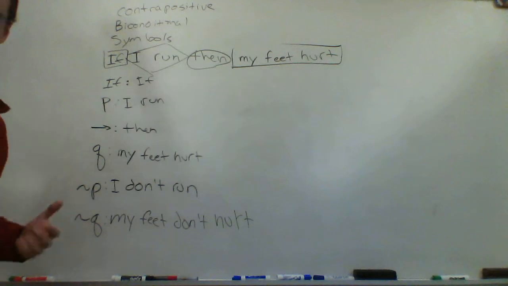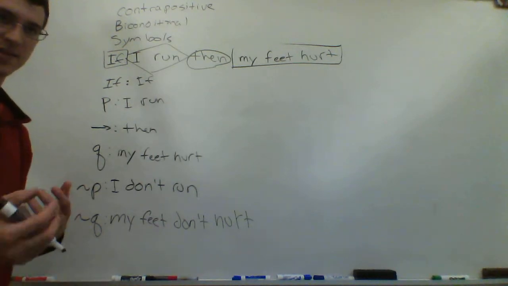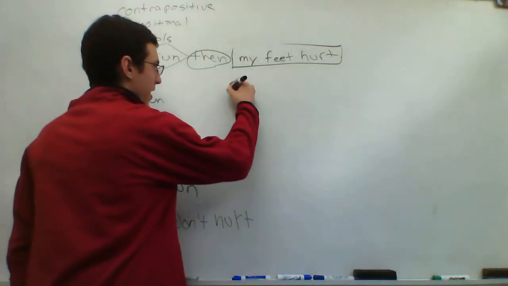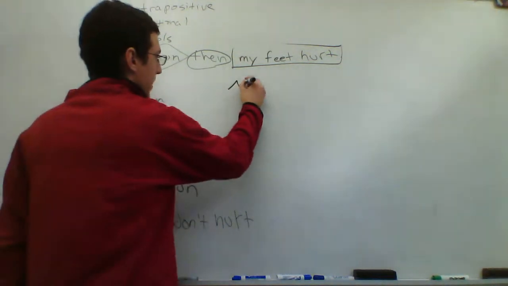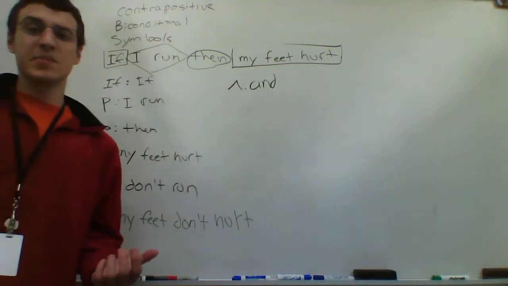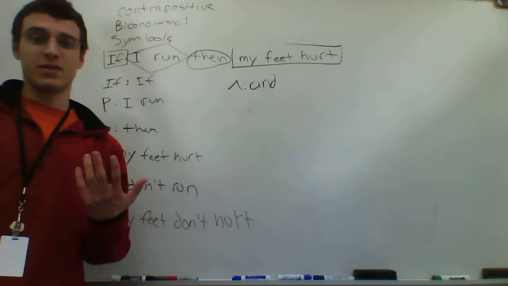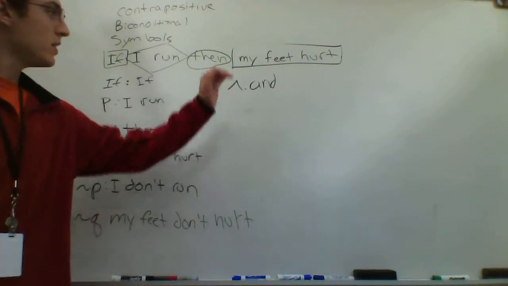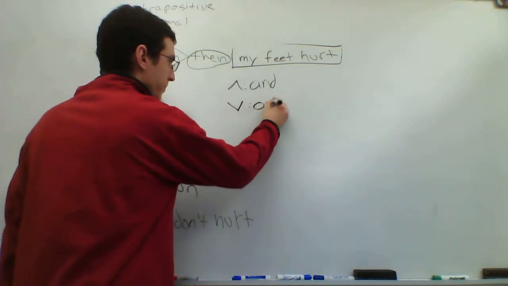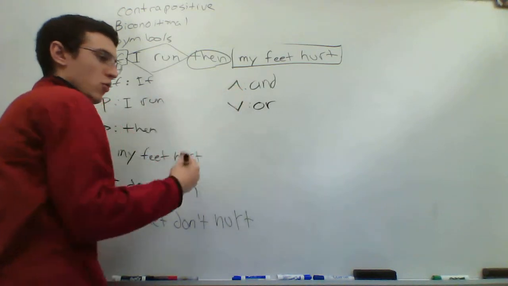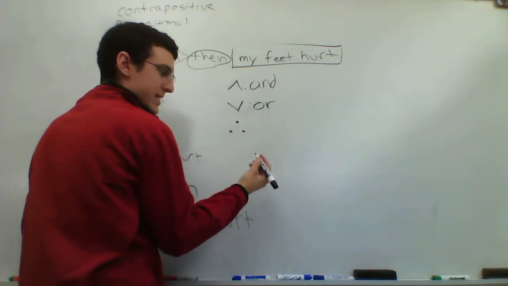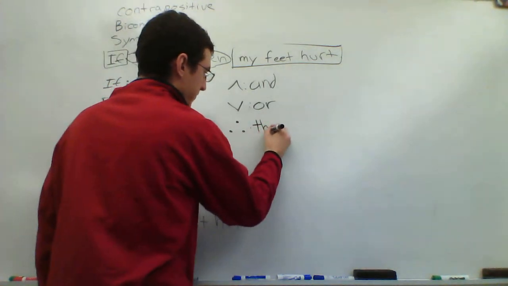Now, we're going to add a few more symbols today. One of our new symbols is this little caret, which means and. There are no tricks to these symbols; you just have to memorize them. Unfortunate, but true. Arrow going up is and. Arrow going down is or. And then we got our little 3 dots. That is therefore.